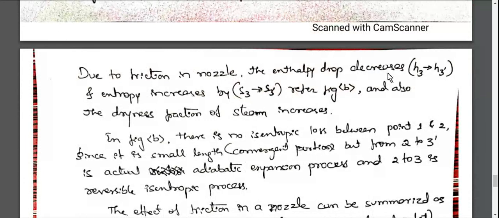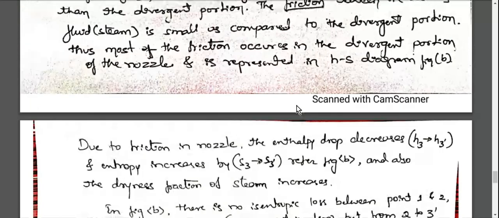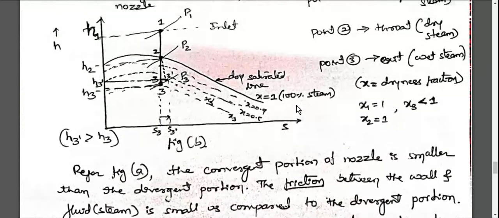Some students will become confused. Just before, sir has told enthalpy increases, 100% enthalpy increases, but here it is enthalpy drop. Enthalpy drop is nothing but the difference in enthalpy. For example, we'll go to the HS diagram.